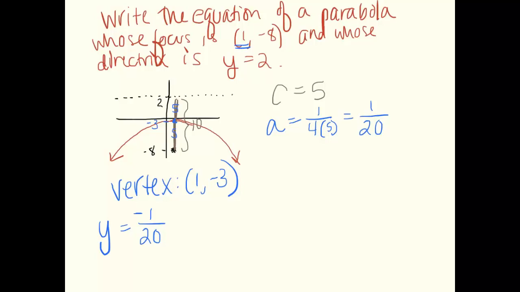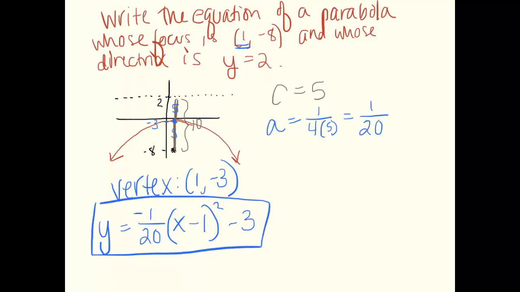The C value is a distance, so I can't just blindly say 1/20 because it's not telling us which direction it's opening in. C is just a positive 5 because it's representing a distance from the vertex to the focus. I have to know just by my sketch that it has to be negative. Let's continue. It was shifted 1 unit to the right and 3 units down. I'm really using vertex form here. Our vertex was at (1, -3). So here is our equation.